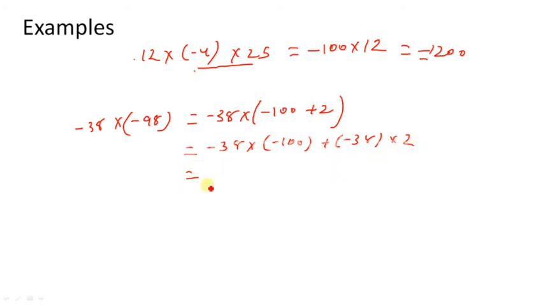Which will be equal to minus 38 into minus 100. Minus into minus is plus, so it will be 3800, plus minus 38 into 2, which will be minus 76. Now you have to do 3800 plus and minus is minus, so 3800 minus 76. So what will be the result? The result will be 3724. Okay. So like this you can see.